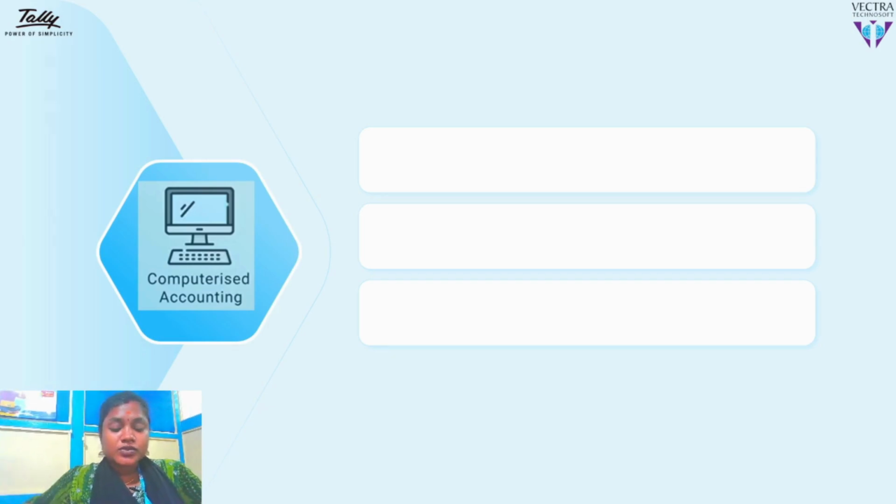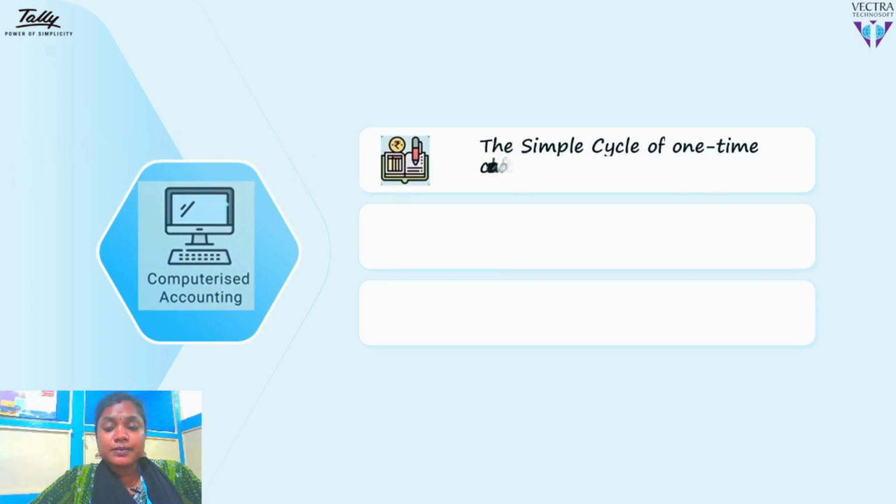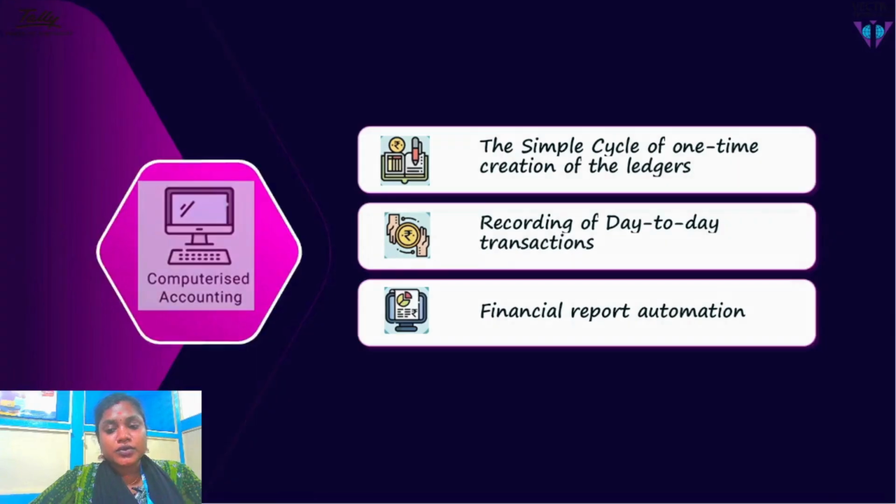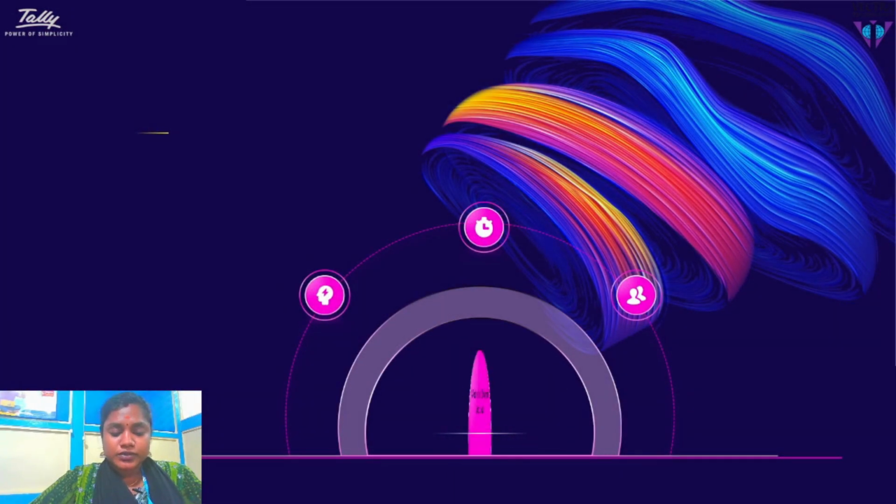Okay guys. So a customized computerized accounting puts an end to the tedious and time-consuming manual accounting process. It involves the simple cycle of one-time creation of ledgers, recording of day-to-day transactions, and the rest of the accounting process, including generation of financial reports, is automated. So now let's understand the chart of accounts.